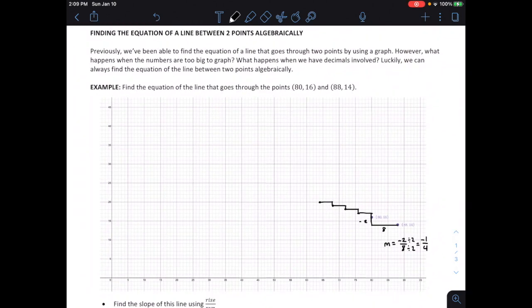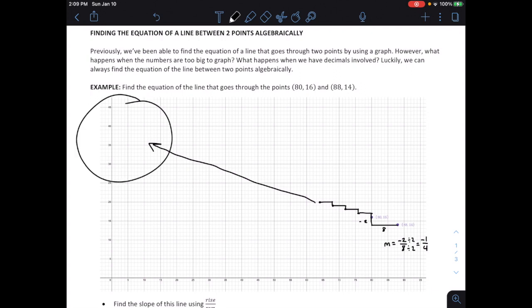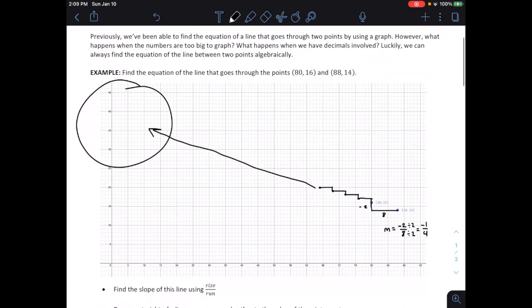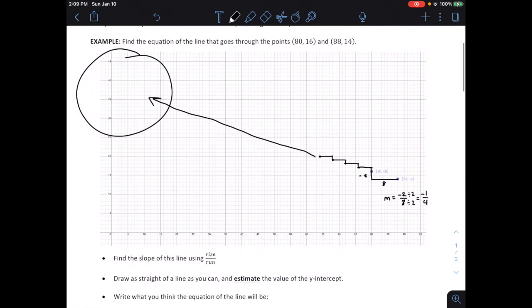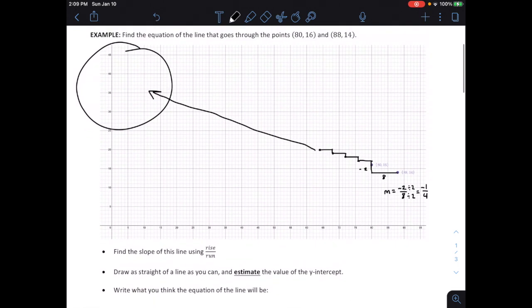And I'm going to notice something. I'm going to say, hey, my line is kind of heading this direction, right? So I know that my y-intercept is going to be somewhere up there. But I don't want to take the chance of making a mistake by doing it with the graph like this. So what I'm going to do is show you how to find the equation of the line algebraically.